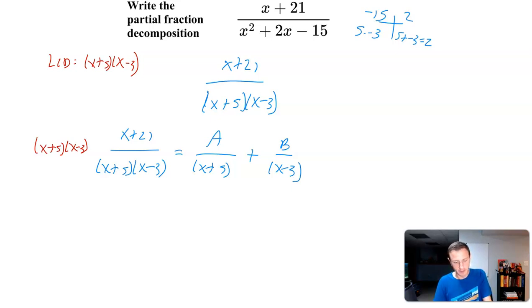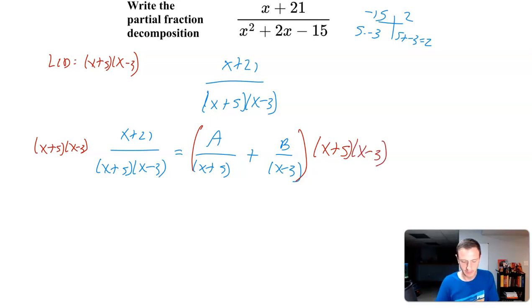All right, then I'm going to multiply this side by that LCD also. So let me put this in parentheses: (x + 5)(x - 3). On the left side, everything just cancels out, right? The x + 5s, x - 3s, and we're left with just x + 21 equals.